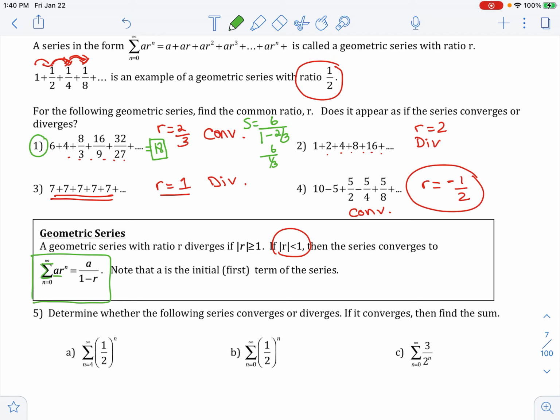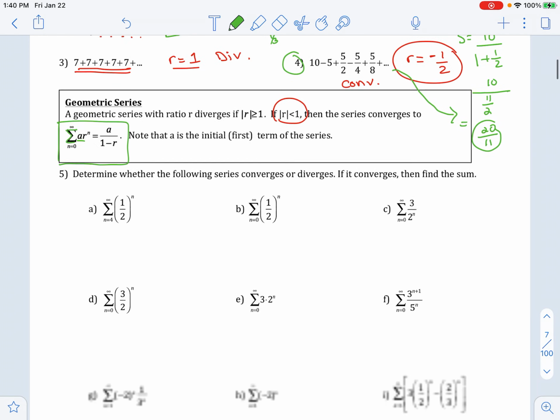The only other series that converges here that we said was number 4. So the sum of this geometric series would be a over 1 minus r. In this case, r is negative 1/2. And let's clean this up. So I have 10 divided by 11 halves. So if I simplify this, this is actually going to be 20 over 11. That's the sum of this infinite series.